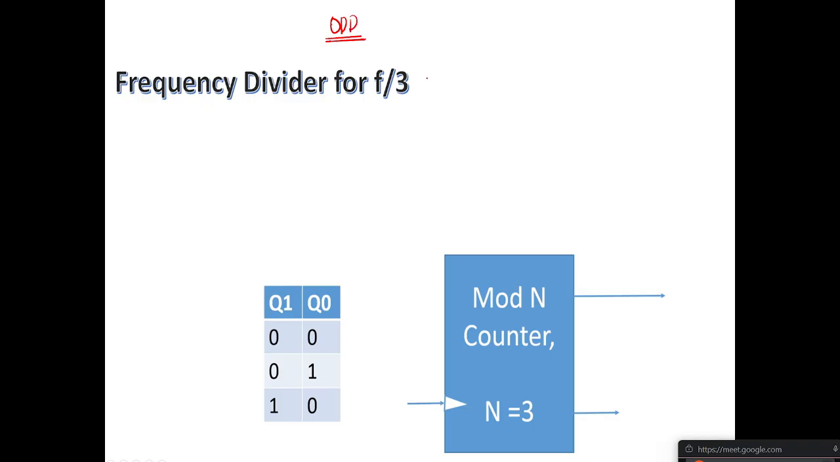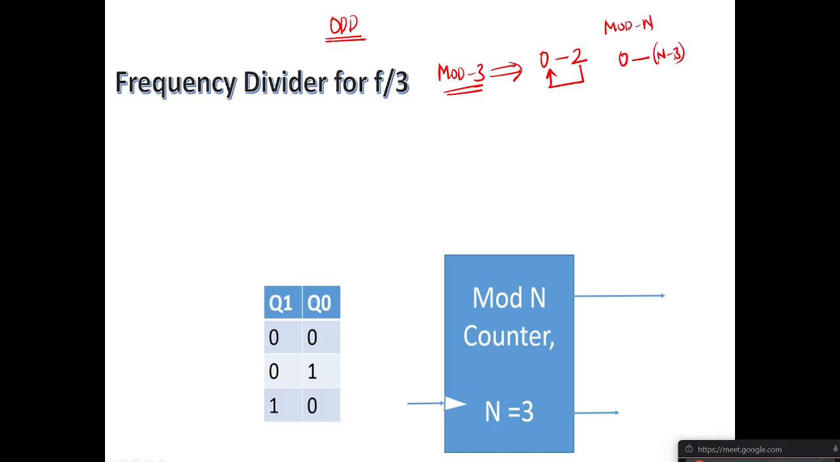Now for odd, if you take f by 3, which counter are we using? A mod 3 counter. So mod 3 means it will count from where to where? 0 to n minus 1, that is 0 to 2. If it is a mod n counter, it will count from 0 to n minus 1.